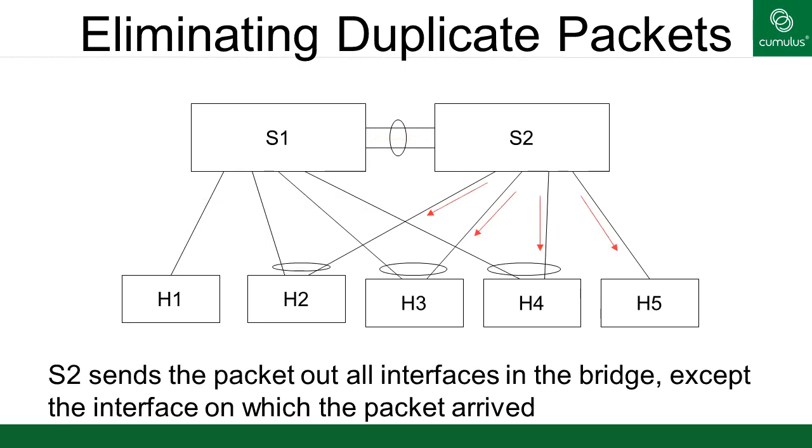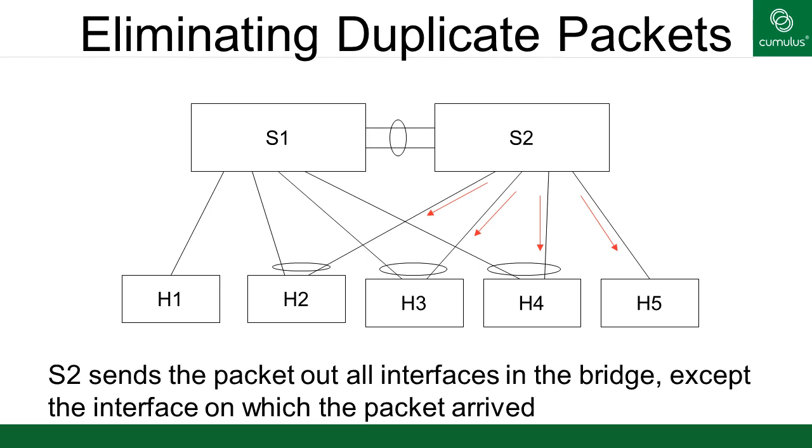When S2 receives the packet, again, being a good bridge, it's going to forward the packet out all links except the one on which it was received. And so the packet will go to H2, H3, H4, and H5. So you see a problem here.